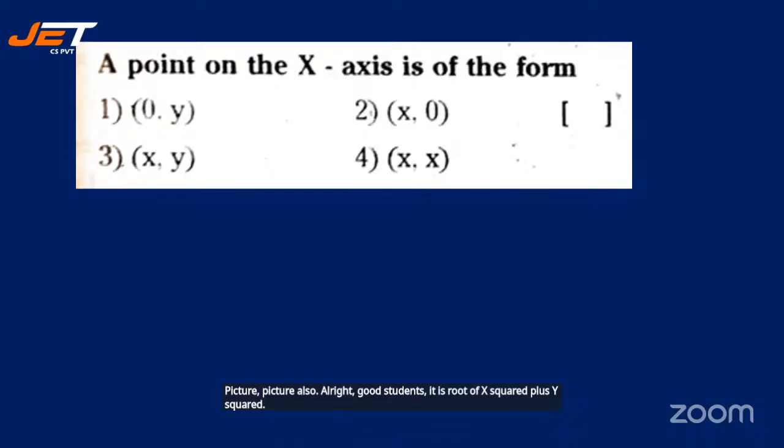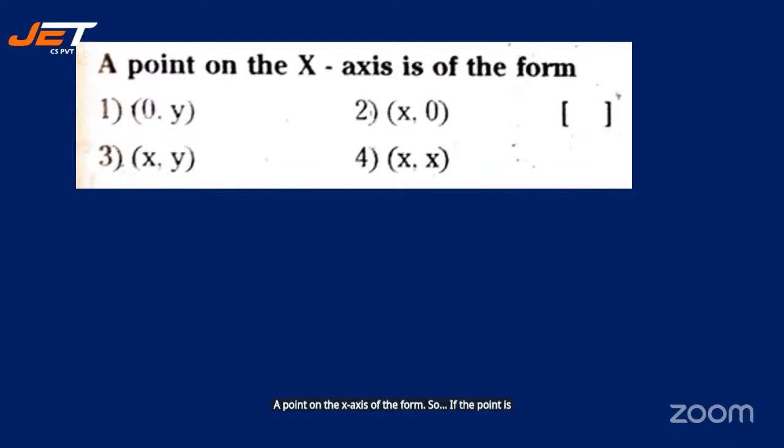A point on the x-axis is of the form dash. So, if the point is on the x-axis, then y must be equal to 0. Now with that, think about your answer and give it to me. I can give you 30 seconds.